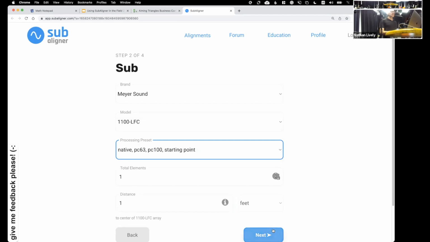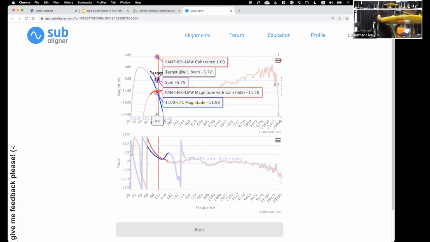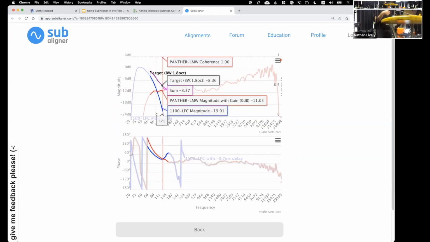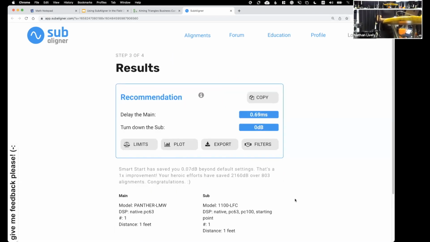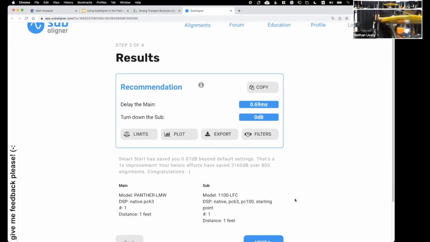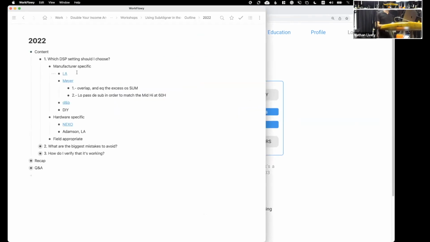And so what you do in Meyer Sound world is you just do an overlap crossover. And then you're going to get some kind of bump here in the middle, and then you just EQ that out if you don't like it. The second option that Meyer Sound teaches is to run your low-pass filter down on your subwoofer until they match at 60 hertz or something. That's a little bit more involved, and it would invalidate your SubAligner results. So I'd say that is sort of more of a custom way of doing things.